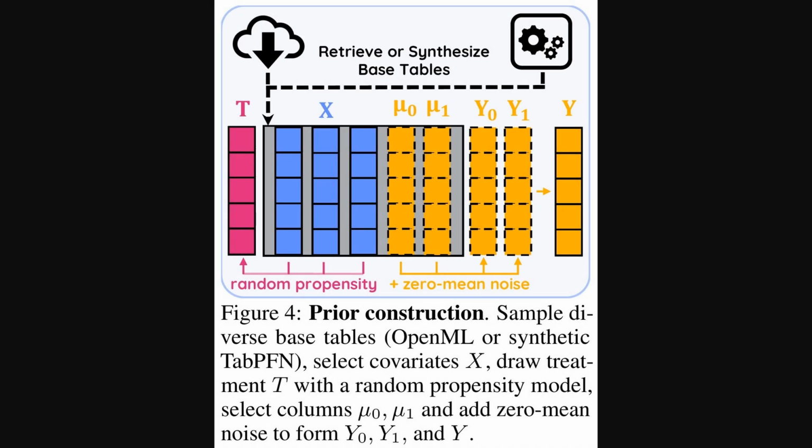Okay, so this figure gives us a more detailed look at that prior construction step, how the model's training data is actually made. It all starts by grabbing diverse base tables from places like OpenML. From there, the process carves out the different parts of a causal problem. It selects some columns to be the covariates, which are the X variables describing each case. Then it synthesizes a treatment T and the potential outcomes. This whole process is carefully designed to guarantee a critical assumption called strong ignorability, which essentially means the simulated data is well behaved, so there are no hidden factors influencing both the treatment and the outcome.